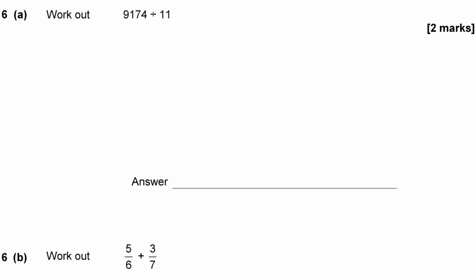Question 6a. Work out 9,174 divided by 11. Now, paper 1 is the non-calculator paper, so we're going to have to use a non-calculator approach here. Normally, I would suggest one-digit division, use short division, and if you've got 2 or more digits, then use long division. 11 is 2 digits, but it's only a little bit above 1 digit, so probably we can get away with doing short division here still. So 9174 divided by 11. So 11's into 9 don't go.